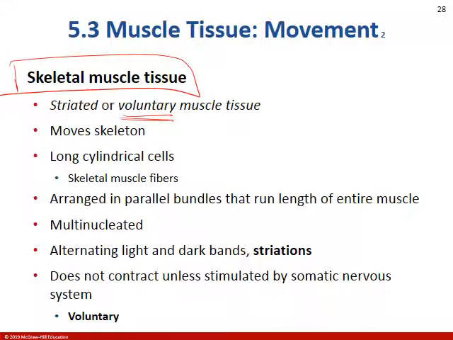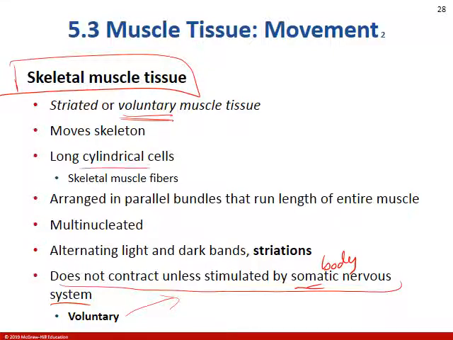What does voluntary mean? Does not contract until stimulated by the nervous system. Somatic means body, nervous system. So you voluntarily, your brain has to say, I want to pick up my arm. And then you're going to contract those skeletal muscles in order for you to pick up your arm.